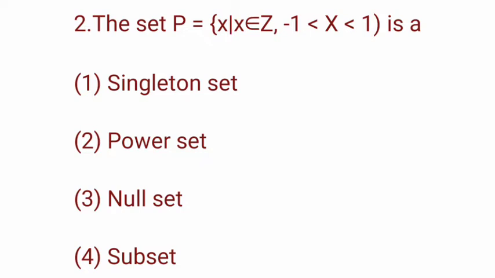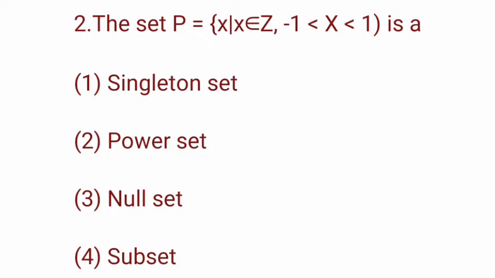Okay, right. First explain the question. Here x belongs to integer, Z means integers. Minus 1 less than x less than 1. Between minus 1 and 1, what are the integers? What is the integer from minus 1 to plus 1? Yes, that is 0 only. Therefore P equal to set of 0.